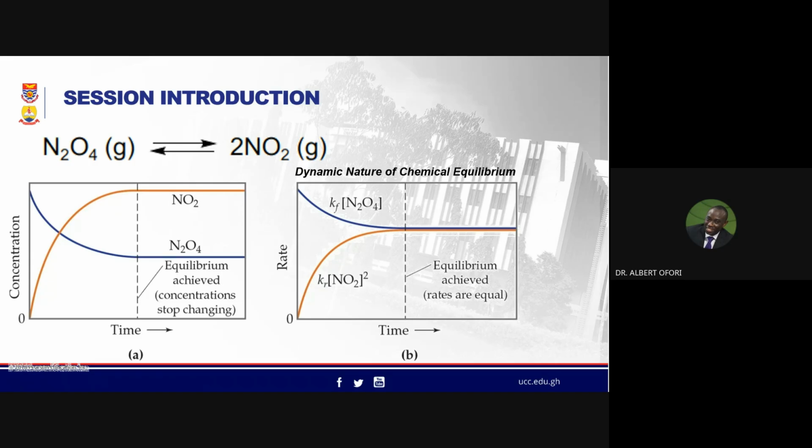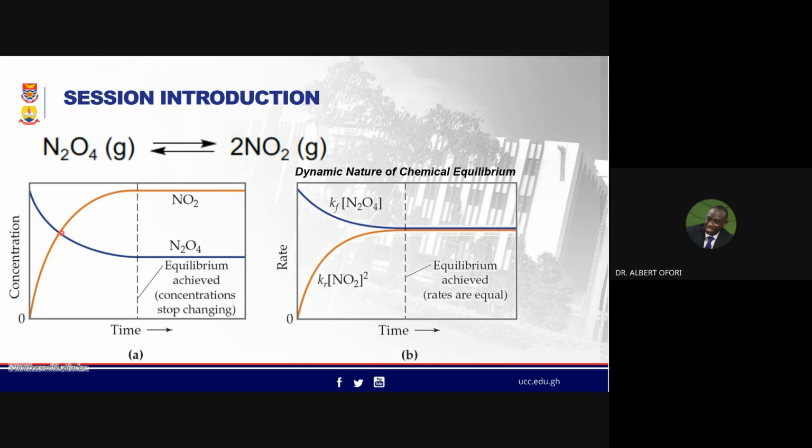If you really monitor the reaction, you see that the concentration of the dinitrogen tetraoxide was decreasing, whilst the concentration of the nitrogen dioxide was increasing. Now, if you look at this graph, you will see that at this point there is going to be a cross somewhere.